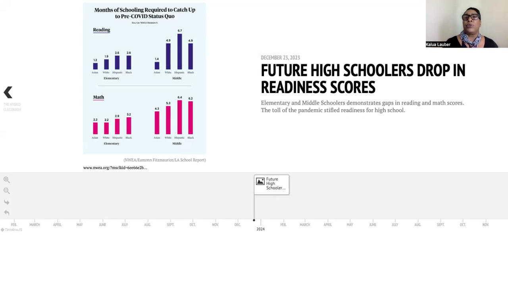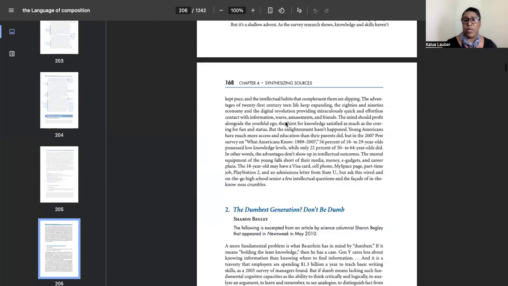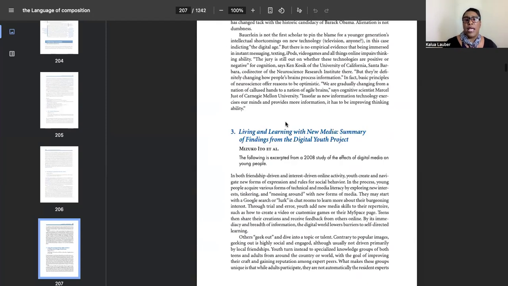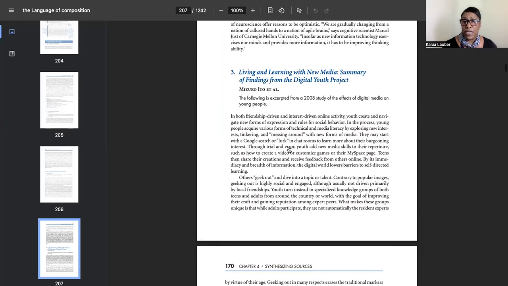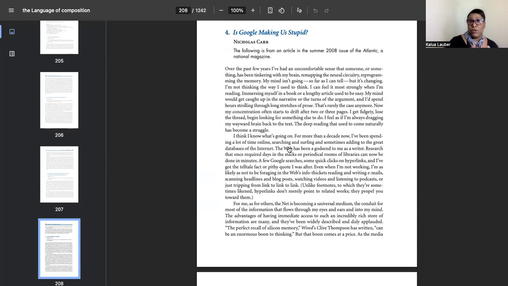And so I'm going to show you my unit, which is under education in the AP Language and Composition book. It starts out with The Dumbest Generation, and these are opinionated posts in which someone has to form an opinion. And then another article, The Dumbest Generation, Don't Be Dumb. And then Living and Learning with New Media, Summary of Findings from the Digital Youth Project. So there are several articles in here, and this was before the pandemic, actually. This was asking about Google itself and whether students are not having the resiliency to read and things like that.